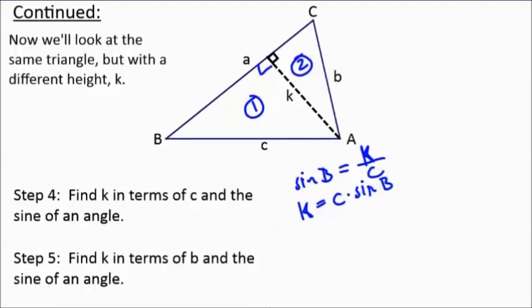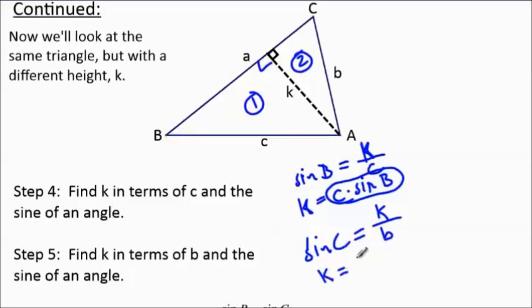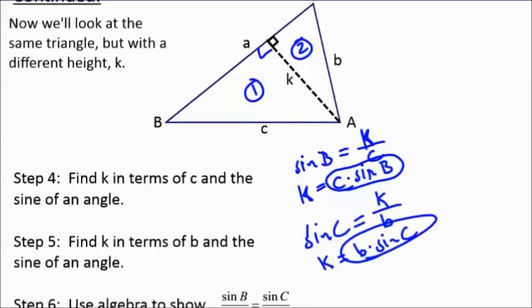And then in this next step, I'm going to find K again in terms of B and the sine of an angle. Well, if we look at side B, now it's part of triangle number 2. So I'm going to use the sine of C, and that has to equal K. With respect to C, K is the opposite side, B is the hypotenuse. So K over B, and then multiplying both sides by B, I get K has to equal B times the sine of C.